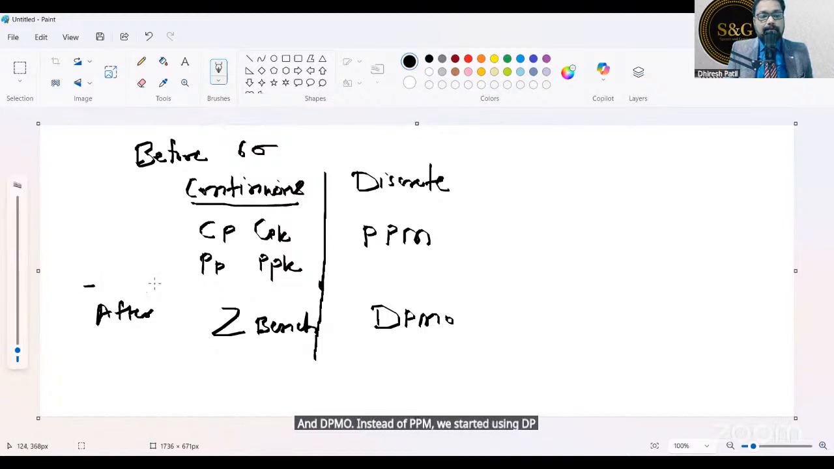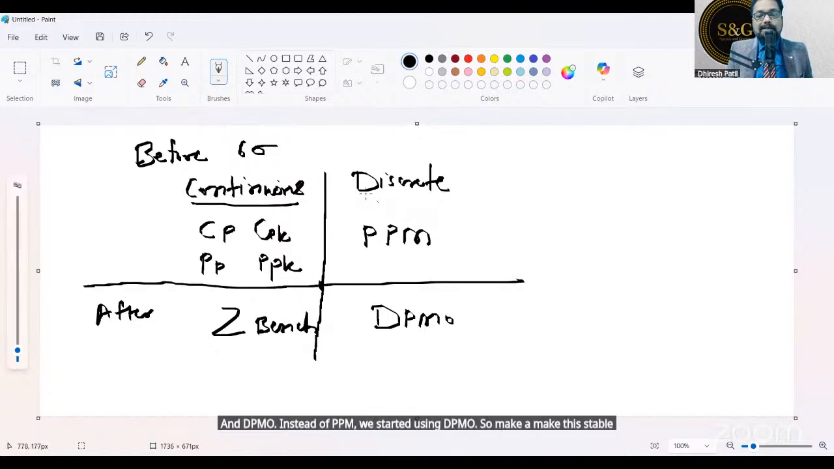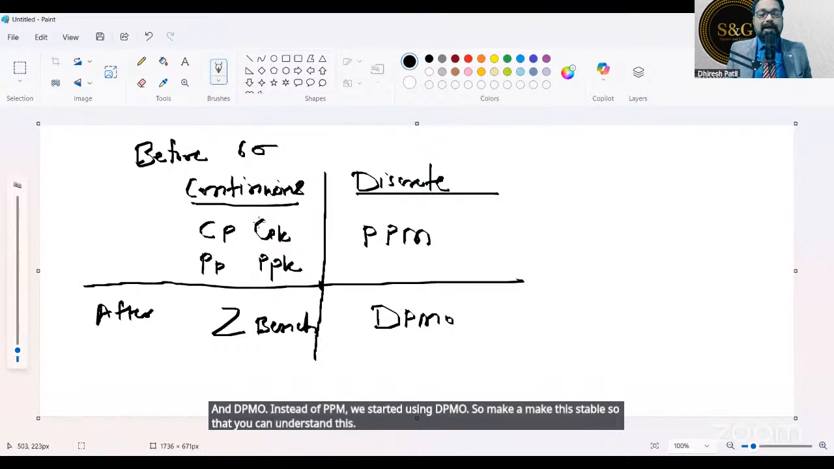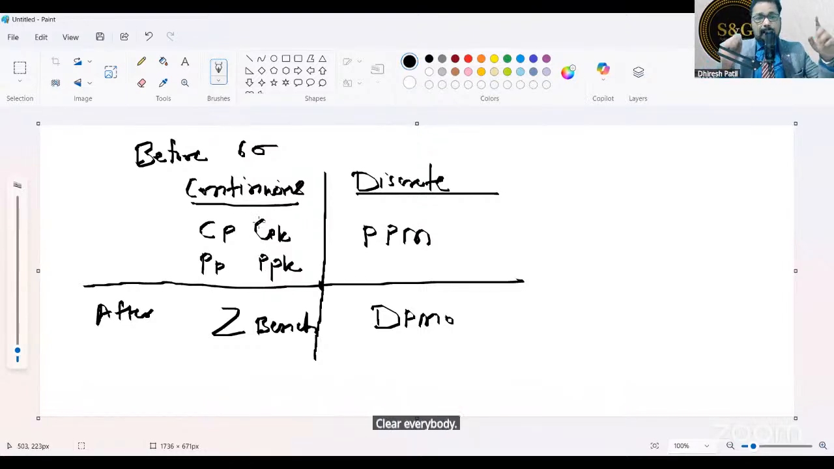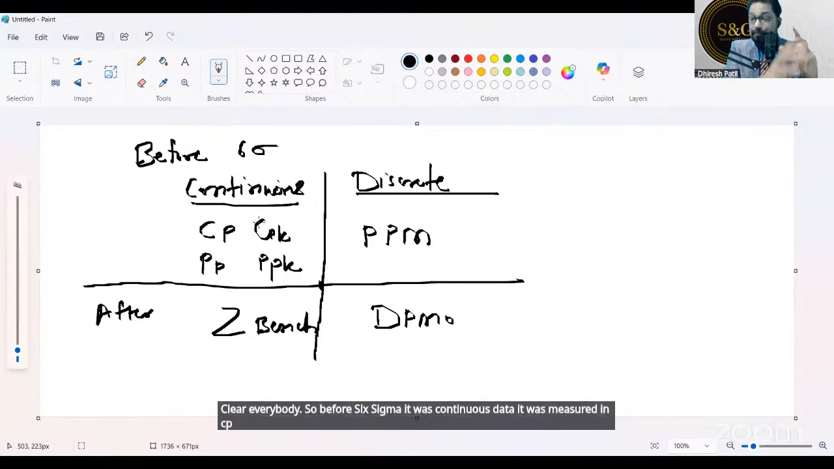So make this table so that you can understand this. Clear, everybody? So before Six Sigma, it was continuous data. It was measured in CP, CPK and PP, PPK, which we are going to learn today. And discrete data used to be measured in PPM, parts per million. PPM meaning parts per million.